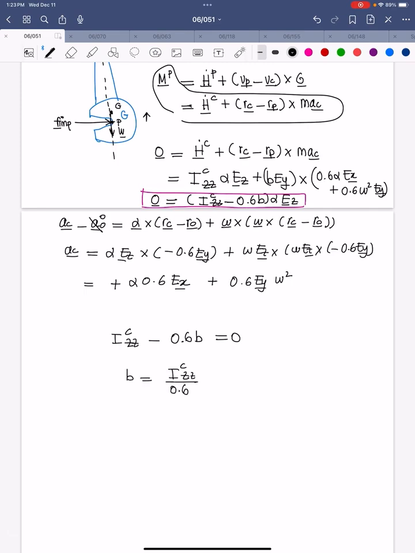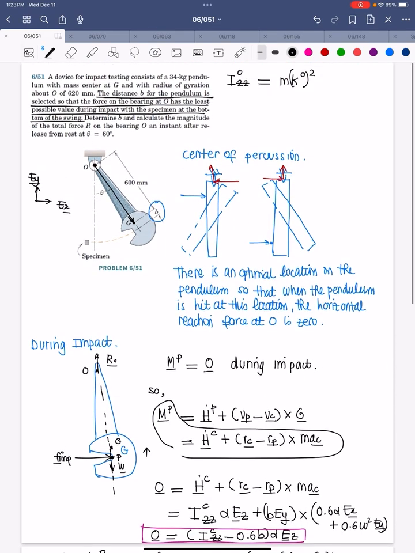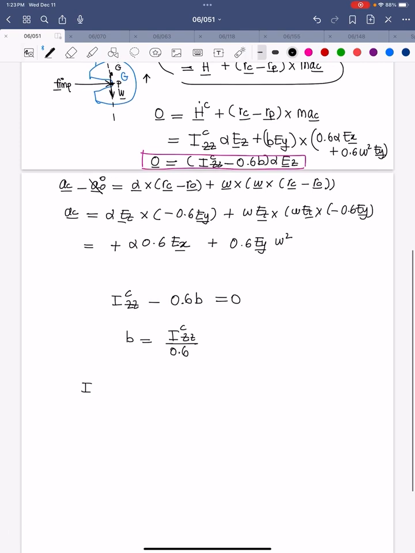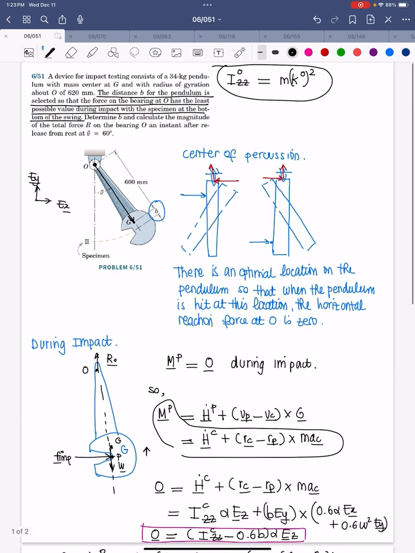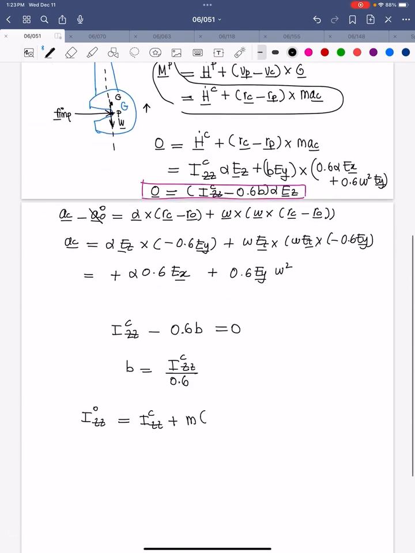The only issue left here is that we are not given ICZZ, we're given IOZZ. We're going to have to use the parallel axis theorem to relate the two. IOZZ is equal to ICZZ plus the mass of the device times the distance between C and O squared, which is 0.6 squared. Okay, so now we have everything we need. We can calculate B. That's the first part of the problem.